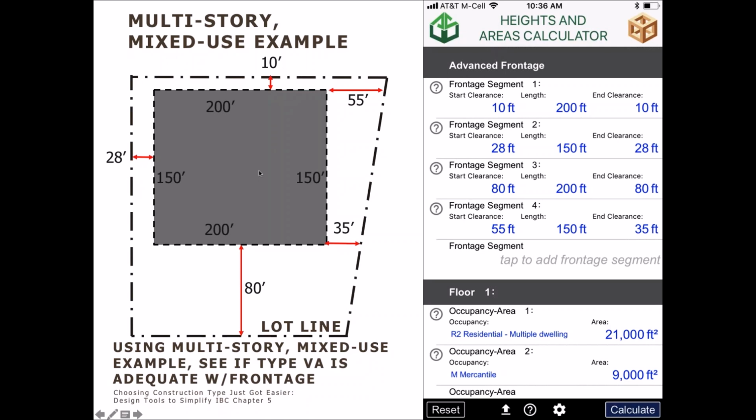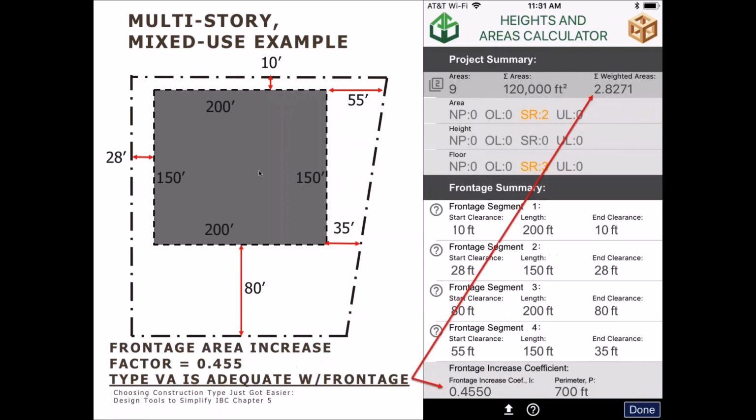So we enter all of that information into the app. We run the calculate button. And this is trying again as type 5A construction. Remember, this didn't work before. I think it was about 3.26 for the sum of all of those area ratios. So now though, we've calculated this frontage increase, which in this case is about 0.455. And because of that, we've dropped this sum of the areas down to about 2.83. Of course, that's below 3.0.